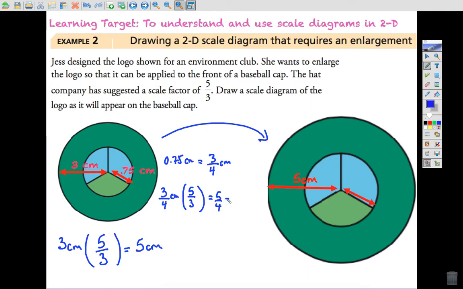If you think about what 5/4 would be, that's actually going to be 1.25 centimeters. And so now I have this as 1.25 centimeters. And so that's as simple as it was.